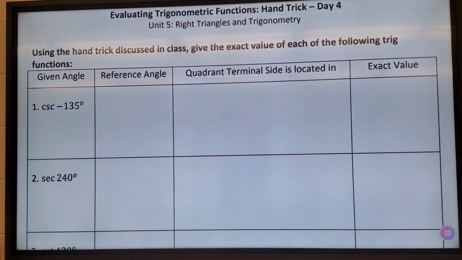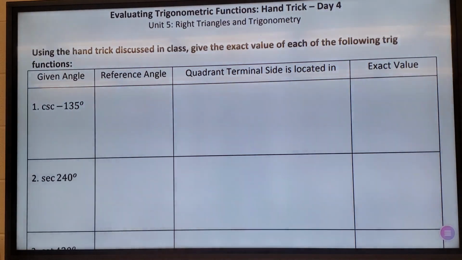Okay, so the purpose of this video today is the hand trick day 4 and day 5. If you have these in front of you, you'll realize that the functions that I give are not the original functions like day 1, 2, and 3. Instead, these are the reciprocal functions. So we have cosecant, secant, and cotangent. Again, those are the reciprocal functions of sine, cosine, and tangent. We have them in the exact same order.